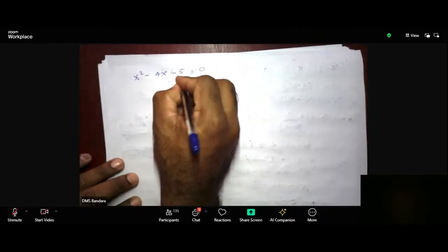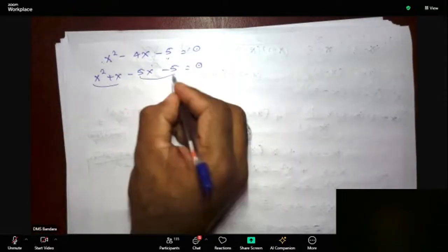Now, using minus 5 and 1, we should create the minus 4x like this: x squared plus x minus 5x minus 5 equals 0. Is it? Now we consider two terms.